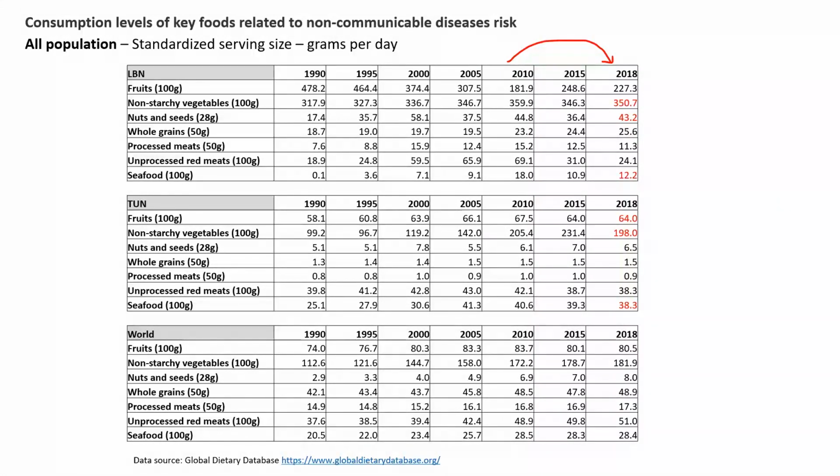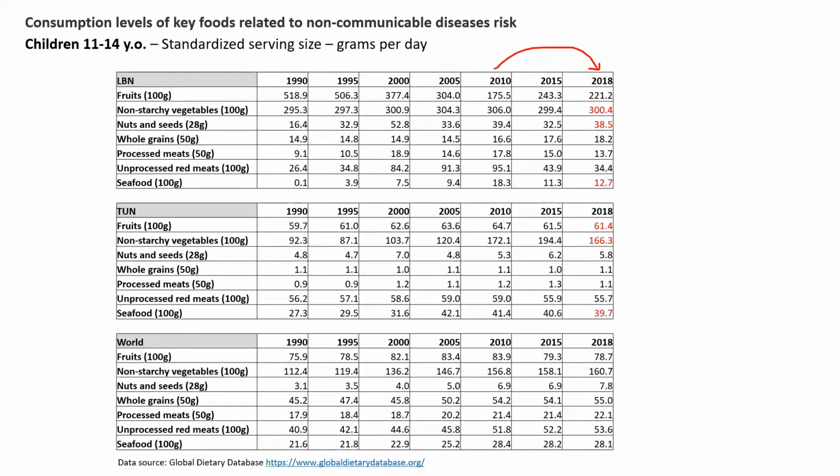Less seafood in Tunisia and Lebanon, a decline in non-starchy vegetables, and a decline in fruits consumption in Tunisia. Now, if you look at the children, we have age-specific consumption, and I picked the 11 to 14-year-old standardized estimations. And here we've seen a decline in vegetables in Lebanon in the last 8 years. And in Tunisia, also a decline in fruits and a decline in vegetable consumption.